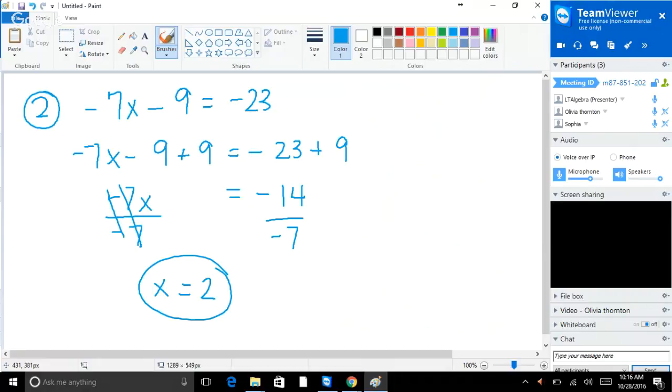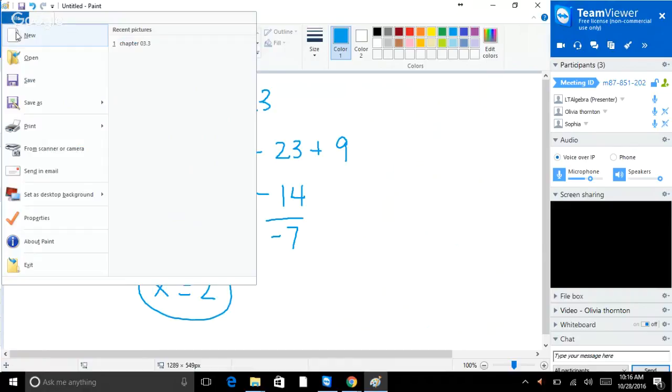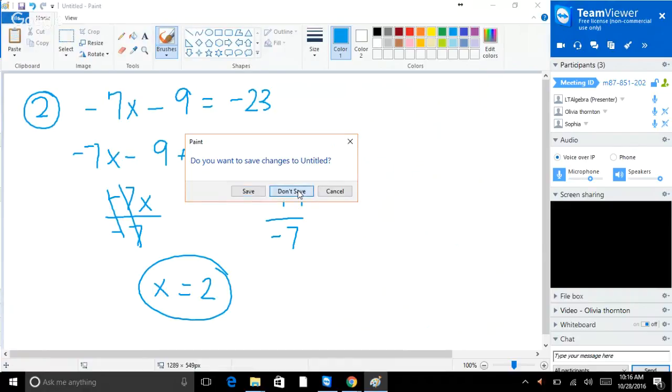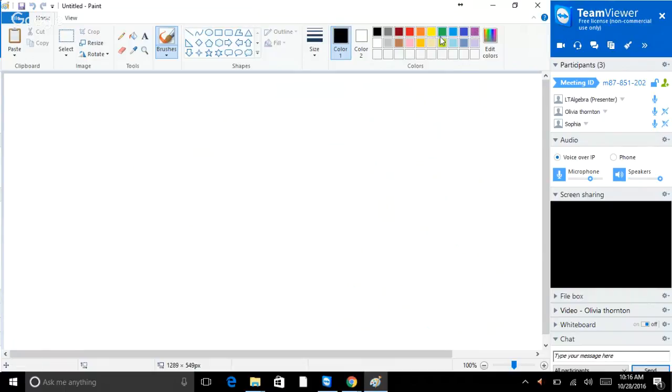Okay, so let's try number 3 on your examples here. Purple, right? You've got 1/3 times f minus 8 equals 10.